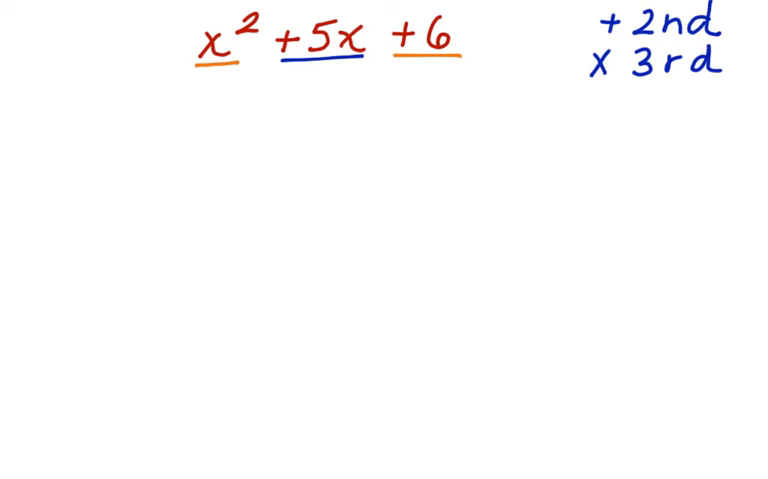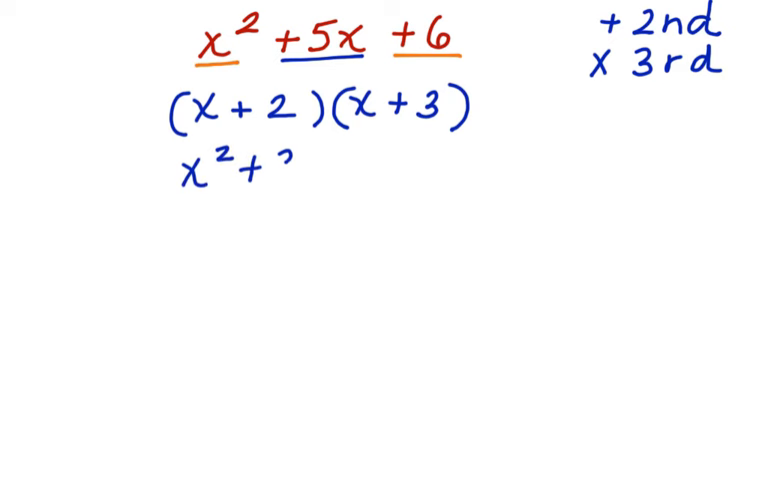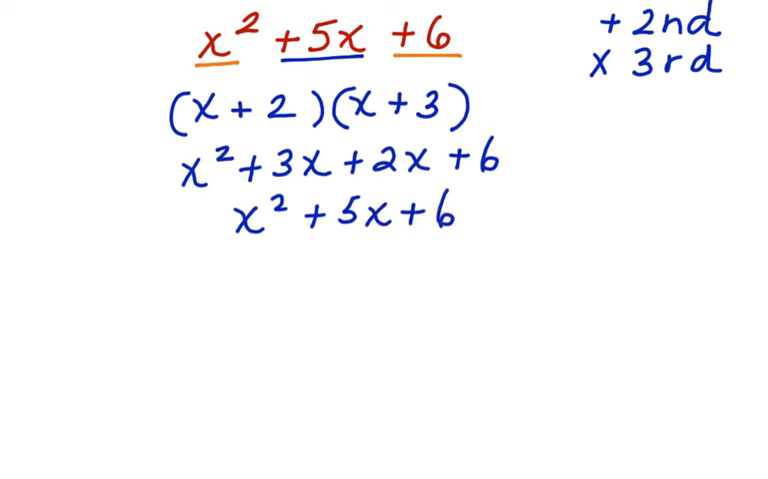So if we were going to factor this quadratic expression into two binomials, we would factor it into (x + 2)(x + 3). And if we multiply these two binomials together, we will get x squared plus 3x plus 2x plus 6, which simplifies to x squared plus 5x plus 6.